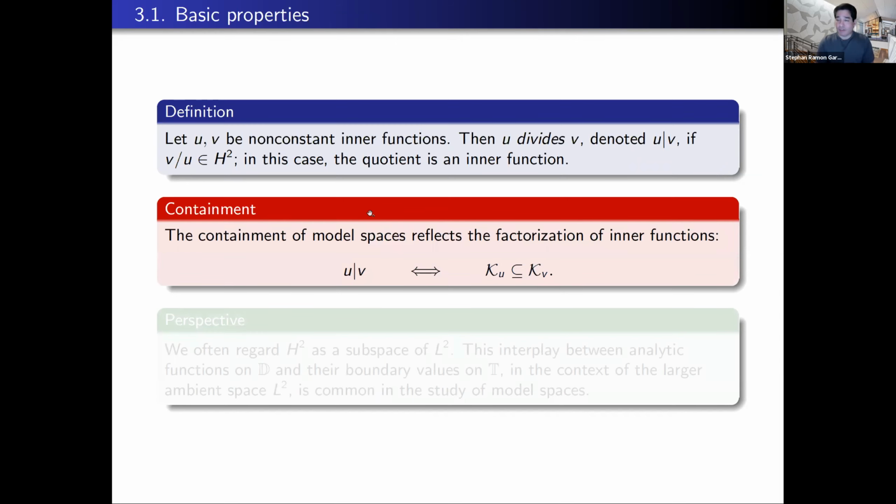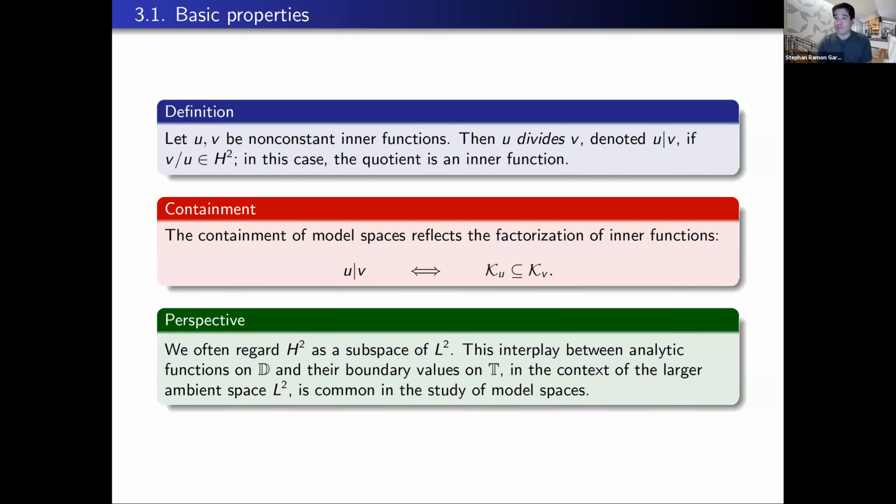Now, the containment of model spaces reflects the factorization of inner functions in a very natural and nice way. An inner function U divides an inner function V if and only if the model space KU is a subspace of the model space KV. That's a short exercise to prove, but it basically says that the factorization of inner functions is perfectly reflected in the containment of model spaces. This is something we'll use on occasion.